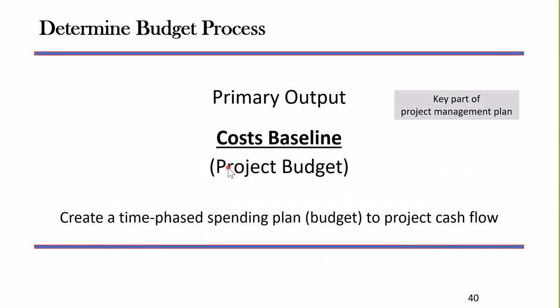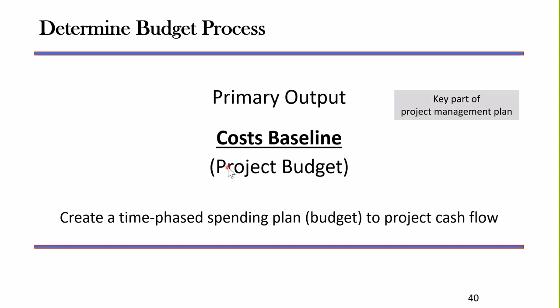Determine budget process. Think about it this way. I have my charter. I have my project management plan. I have my scope. I have my schedule. I have my cost estimates. I'm going to tie all of those things together to create my cost baseline, making sure that I meet any budgetary constraints that I might have. The determine budget process gives us the cost baseline. This cost baseline is time-phased to the schedule. I know when I'll be paying out for the costs themselves for each activity.